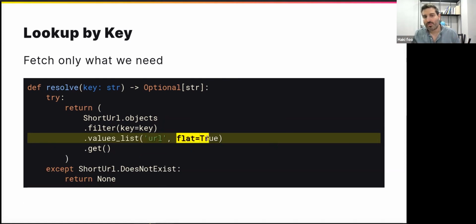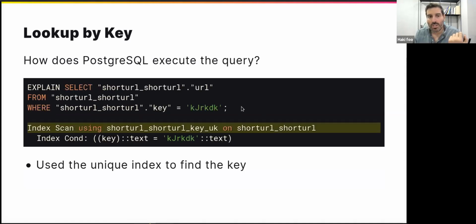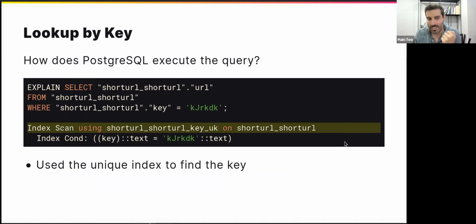By providing it with flat=True, we can return just the value for the first column, okay? And if it's not found, we return None. If we look at the SQL now, we can see that Django constructed a query that only fetched the URL, which is what we need. If we look at the execution plan, we can see that once again, Postgres used the unique index we have on the key. So that's good.